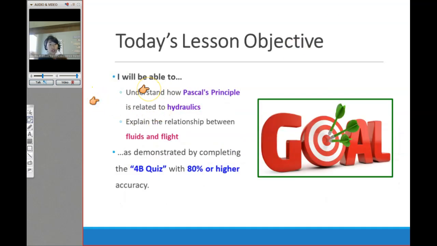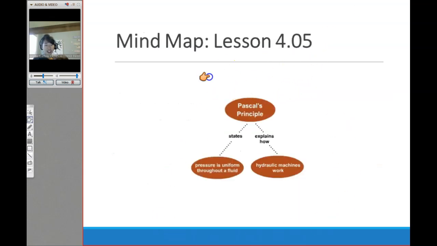So today we should be able to understand how Pascal's principle is related to hydraulics, and then we should also be able to explain the relationship between fluids and flight, fluids and airplanes, how they fly. Okay, so today we're going to go over how airplanes fly. Exciting topic. All right, in case you didn't know how airplanes fly. So let's go ahead and first jump into Pascal's principle.